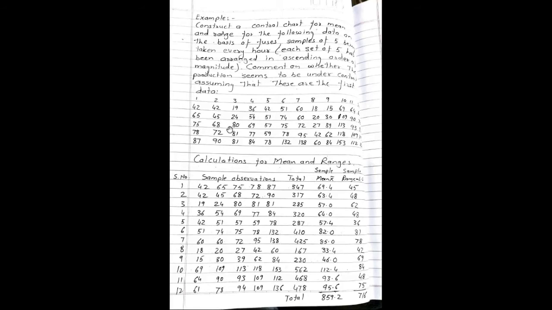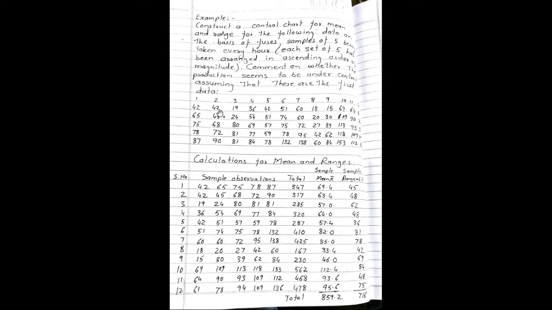Construct a control chart for mean and range for the following data on the basis of fuses, samples of 5 being taken every hour. Each set of 5 has been arranged in ascending order of magnitude. Comment on whether the production seems to be under control, assuming that these are the first data. So first sample observations are 42, 65, 75, 78, 87.